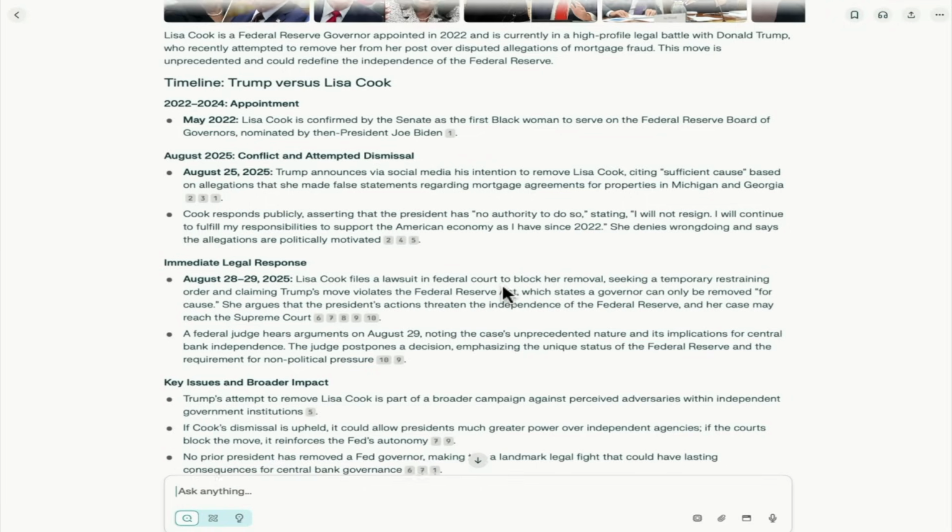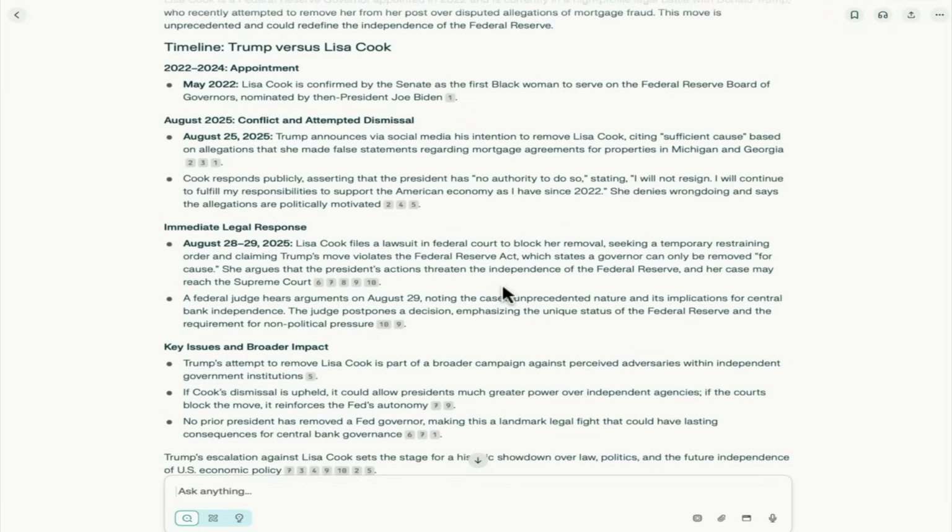Some key issues and broader impact. Trump's attempt to remove Lisa Cook as part of a broader campaign against perceived adversaries. Well, yeah, I don't think that needs to be said. If Cook's dismissal is upheld, it could allow presidents much greater power over independent agencies. If the courts block the move, it reinforces the Fed's autonomy. No prior president has removed a Fed governor, making this a landmark legal fight that could have lasting consequences for central bank governance. It's a big deal.